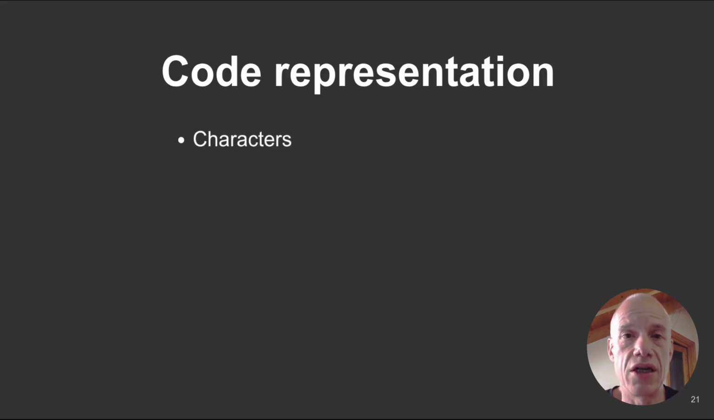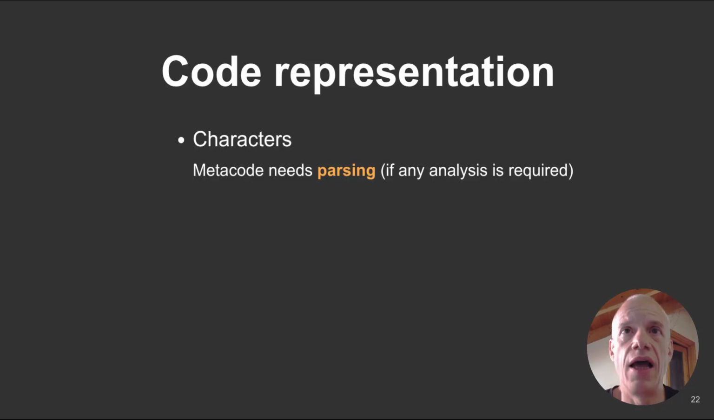Well, the simplest way is just a stream of characters, or a string. And this is very easy for code generation. But if you need to do any kind of analysis, things are very complex because you need to implement a parser for that. And that can be not trivial, especially in a language like C++. Then there is another possibility, which is using tokens. And if I'm not mistaken, this is how one way of writing metacode in Rust works. So you get a stream of tokens as input and you produce a stream of tokens as output.